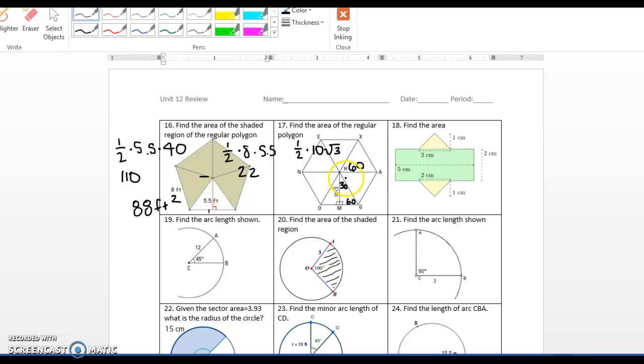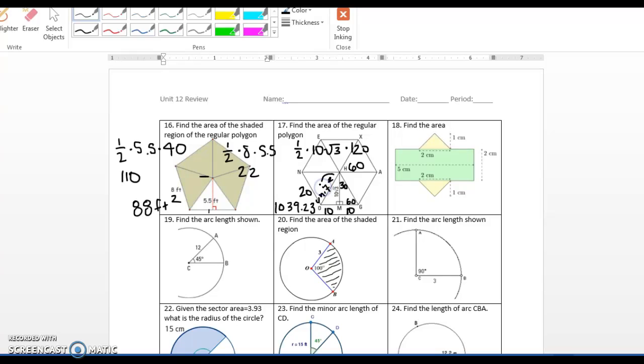I have a right triangle, 30, 60, 90. This is 10 square root 3, which makes this 10, which means this side is also 10. So each of these sides is 20. So the perimeter is going to be 120. So 1/2 times 10 square root 3 times 120 is 1,039.23 units squared.